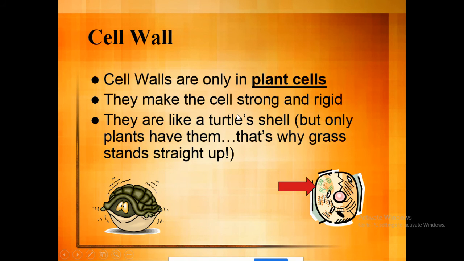Cell wall. Cell walls are mainly found in plant cells. And one more thing, in plant cells the cell wall is made up of cellulose, and it is also found in some fungi. In fungi, it is made up of chitin.